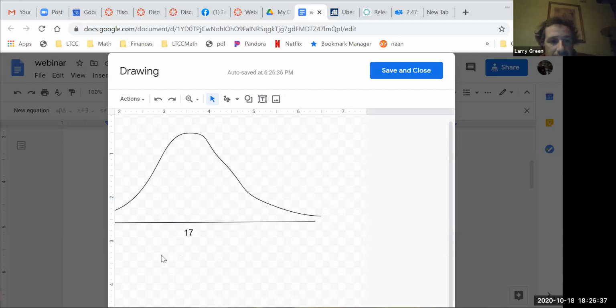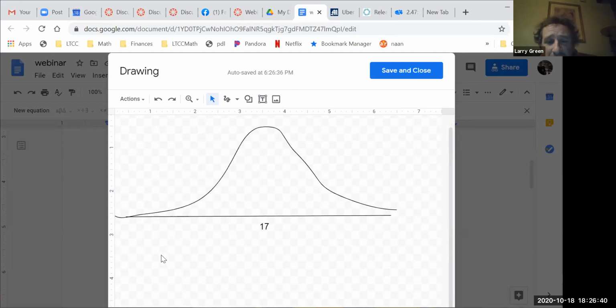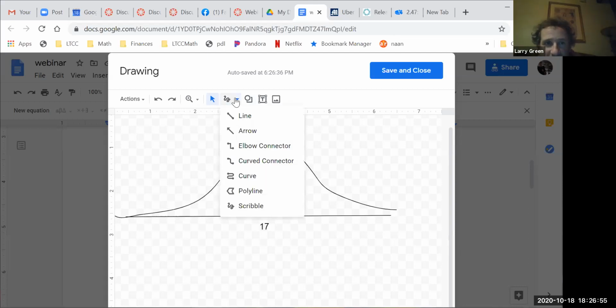That's about right. Okay, we know the sample mean is about 17. What we want to do is say, well, how far off could it be from 17 and not be very likely to be farther than that? Any questions on that idea?